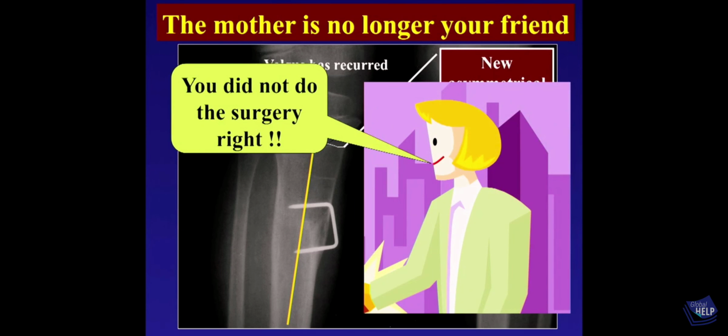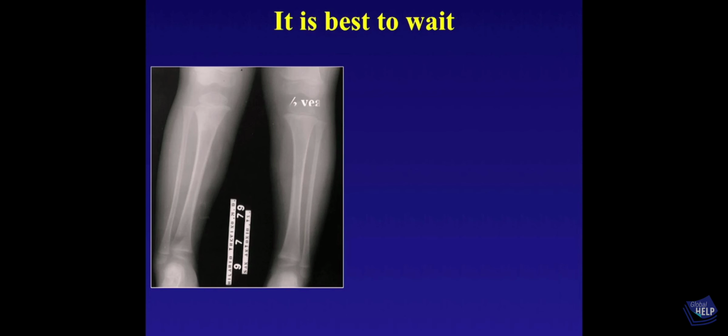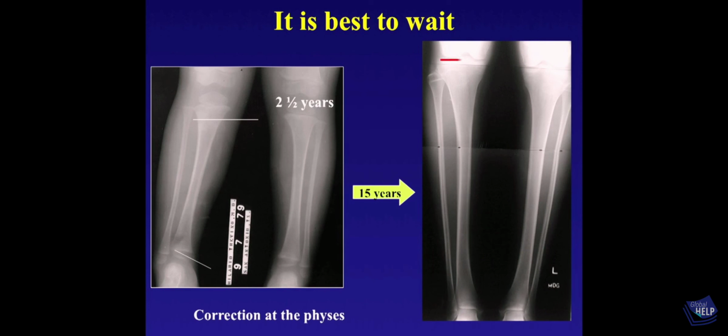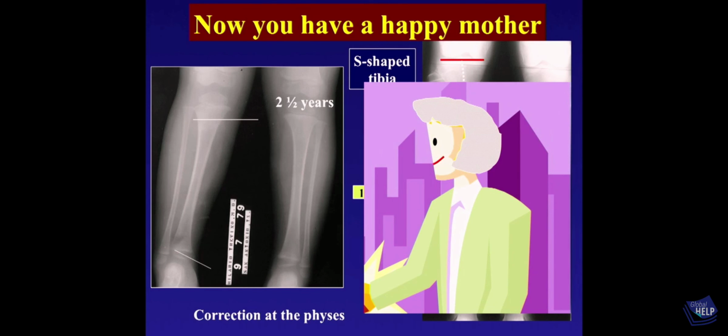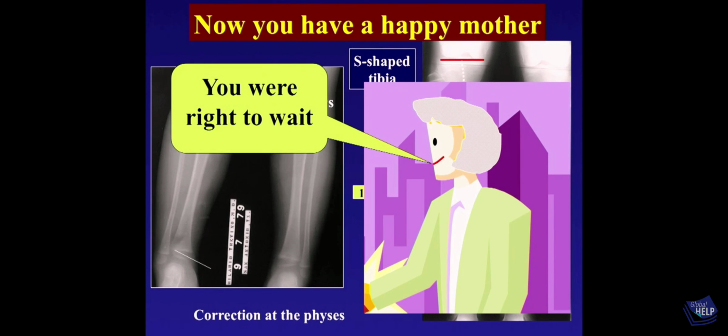She says, you didn't do the surgery right. So it's best to wait. Here's this patient at 2.5 years, came back at 15 years, and is completely corrected. And notice that it corrected at the physes. Still has a little bit of S shape in the tibia. And the mother's very happy. She's a little bit older now. And she says, you were right to wait.